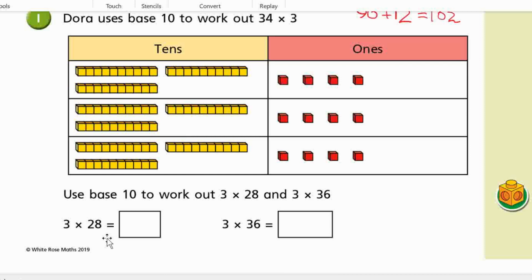3 times 28. So instead of 34, they're doing 28. Well, that means I have to scribble out these ones because I have to make it 20, right? That gives me how many tens? 1, 2, 3, 4, 5, 6. 6 tens. Here they say 8, so I've got to add. I'm not going to draw the cubes exactly, I'll just draw squares. So I've got to draw another 4 on here each time. Right? Now, how much will that give me?